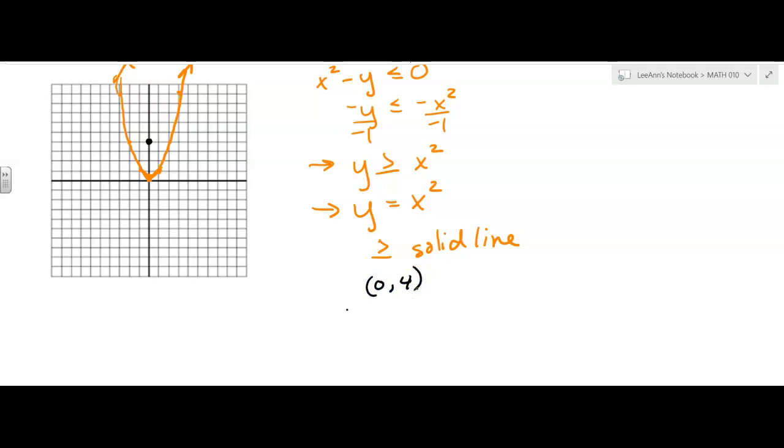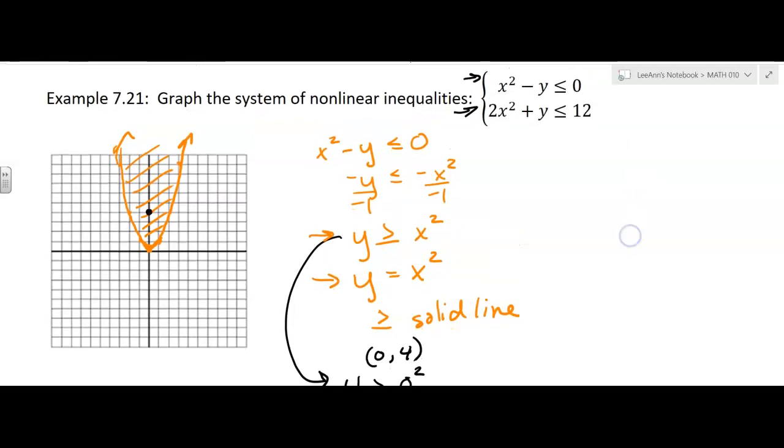Okay, so y is 4 and x is 0. Is 4 greater than or equal to 0? Yes, true. Okay, so we're going to shade inside the parabola here. Okay, now we have to find the other parabola. I lost it. There it is. Okay, so let's do something similar.